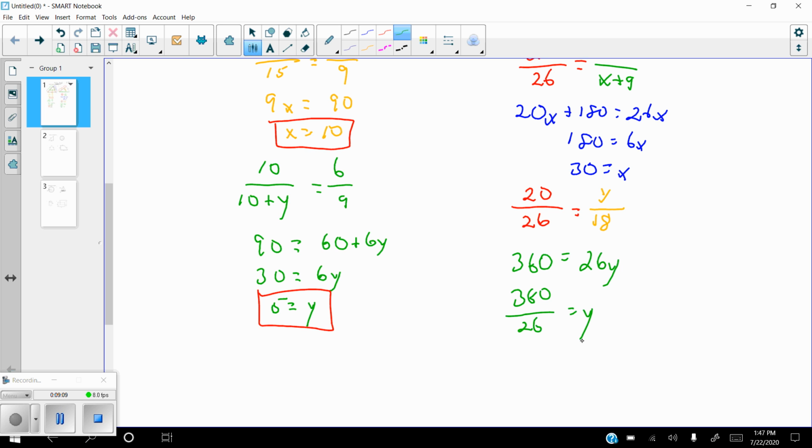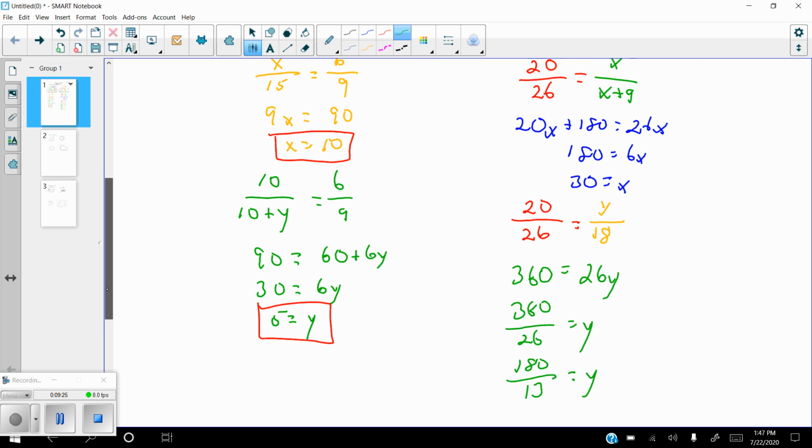Both of these are even, so I know they're both divisible by 2. I'm not sure if there's anything bigger. Let's see. If we divide by 2 on top, we get 180. Dividing by 2 on the bottom, we get 13. I'm pretty sure 13 does not go into 180. So let me just go back up here and double check that I did that correctly.